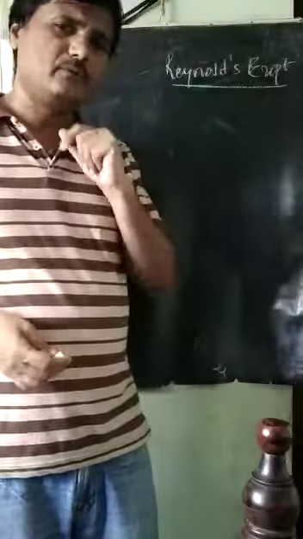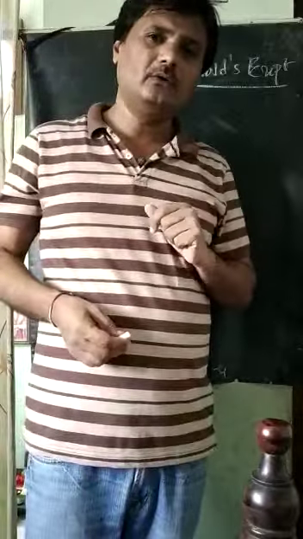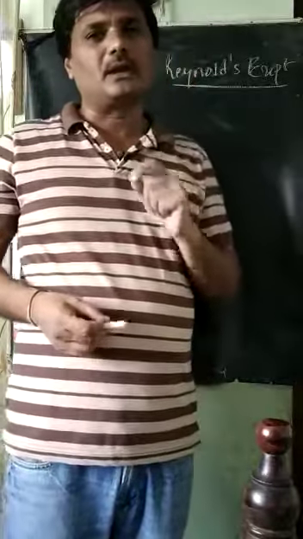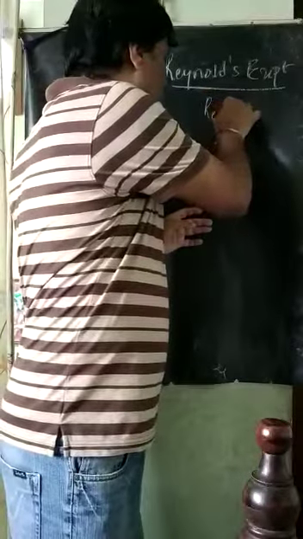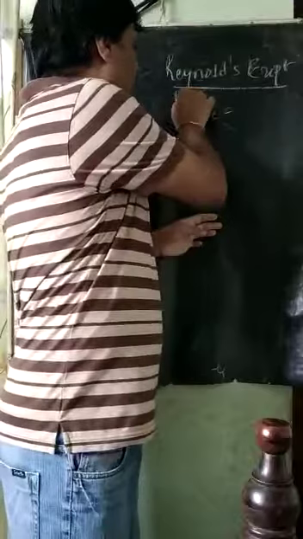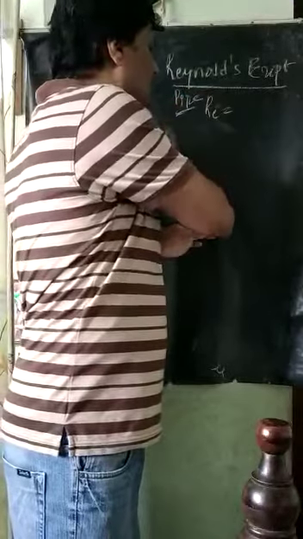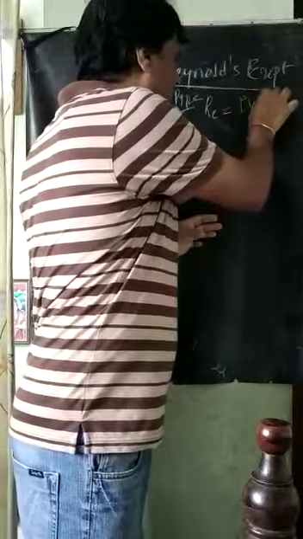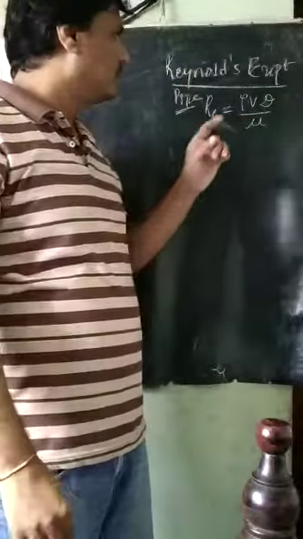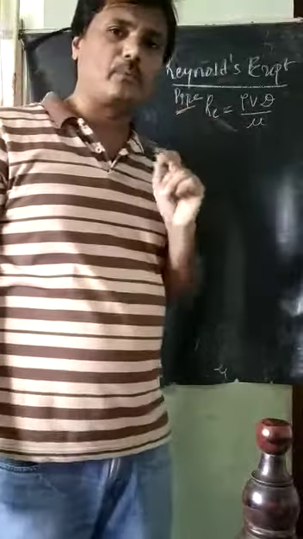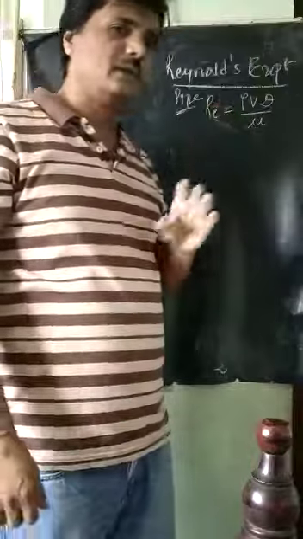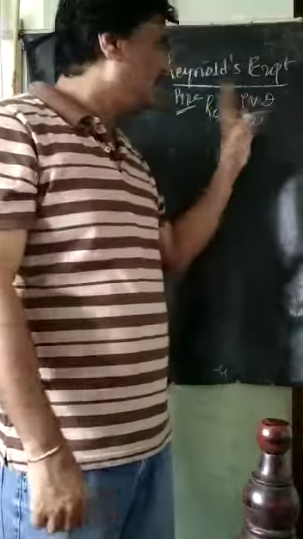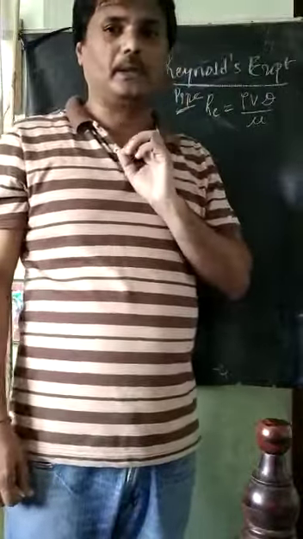So first, before going to that study, we will study what the Reynolds number means. Reynolds number for pipe flow is equal to rho V d divided by mu. This is the Reynolds number, where rho and mu are the properties of the fluid which is moving through the pipe, V is the average velocity, and d is the diameter of the pipe.